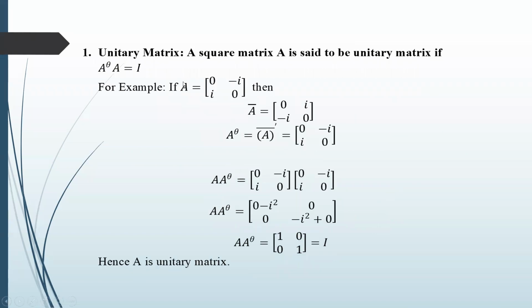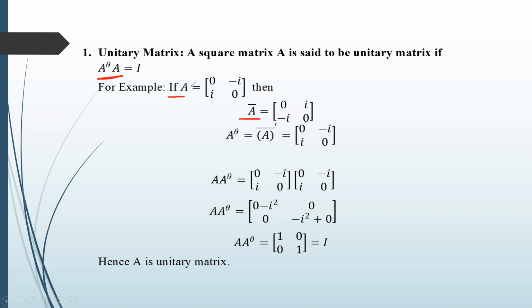Now we go for the unitary matrix. A square matrix A is said to be a unitary matrix if the transpose conjugate of A multiplied by A equals I. For example, if we have A equal to 0, minus i, i, 0, then first we find the conjugate of A. We replace i with minus i, so this will come plus i and this will come minus i, 0. Then we find the transpose conjugate. It means now we transpose this matrix, so this will be 0, i, minus i, 0.